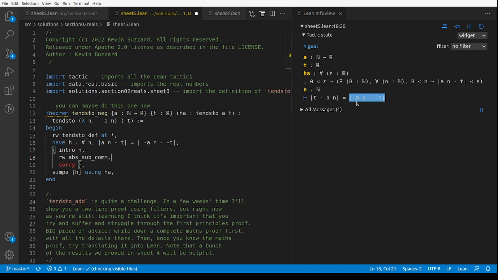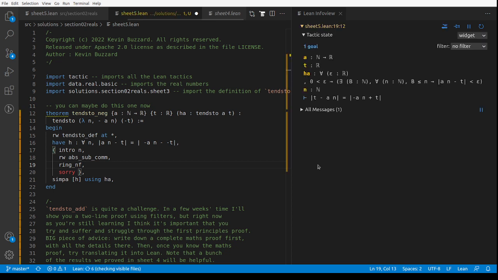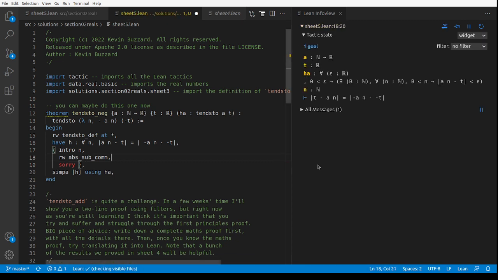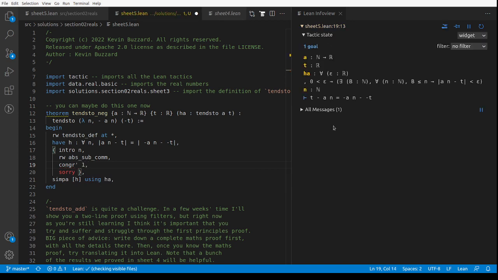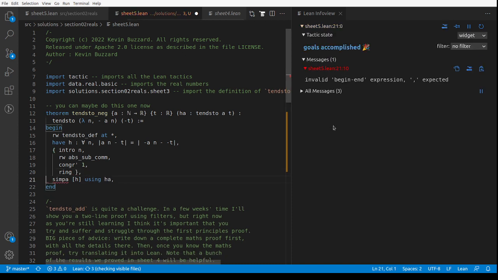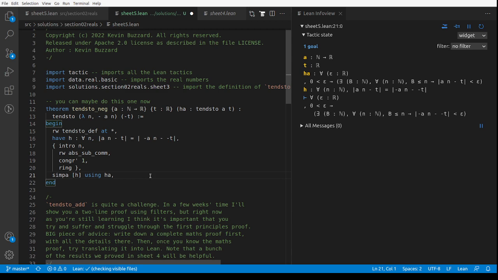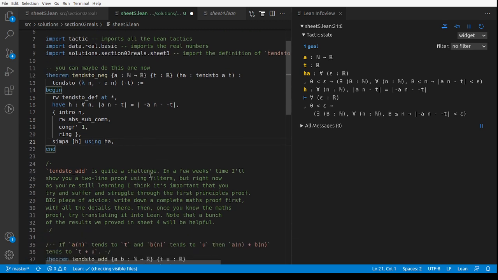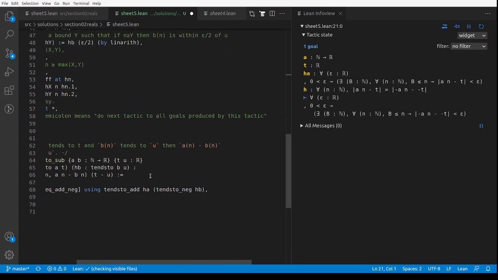And now, you see, now these are equal, right? t minus a n is equal to minus a n minus minus t. So can I do ring_nf or something? Will that do it? No, how do I do it? So let me get rid of the absolute values, congr 1, and now the ring tactic does it. So there we go. That'll do. It could be shorter, but let me just leave it. This video's been long enough. So there's the proof of tends to add, tends to neg, and tends to sub.